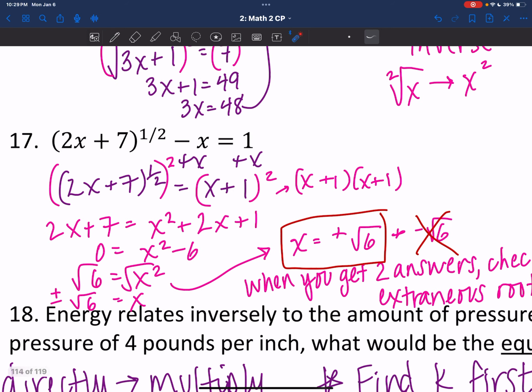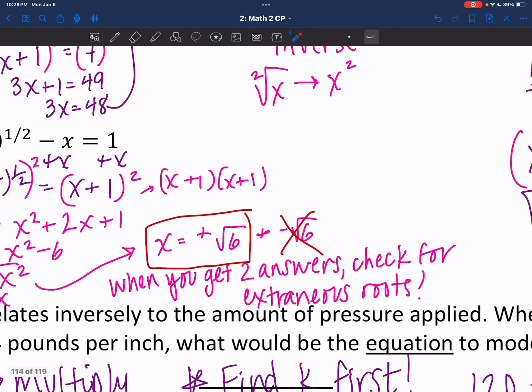And then you're going to move these over. And then that's where we got 0 equals x squared minus 6. And I added 6 to both sides. And then take the square root of both sides. Now you're going to get plus or minus root 6 as your answer.